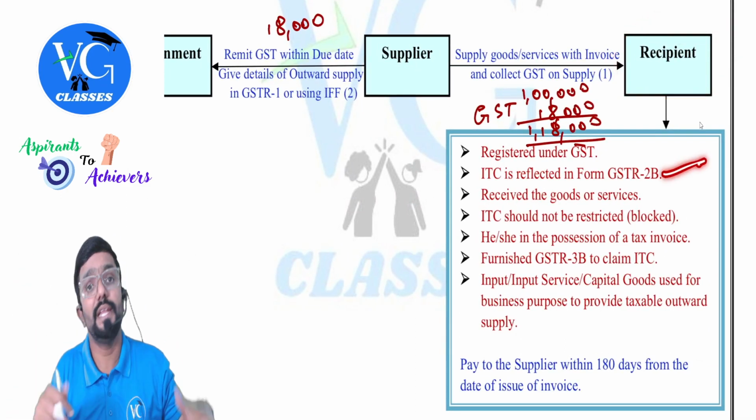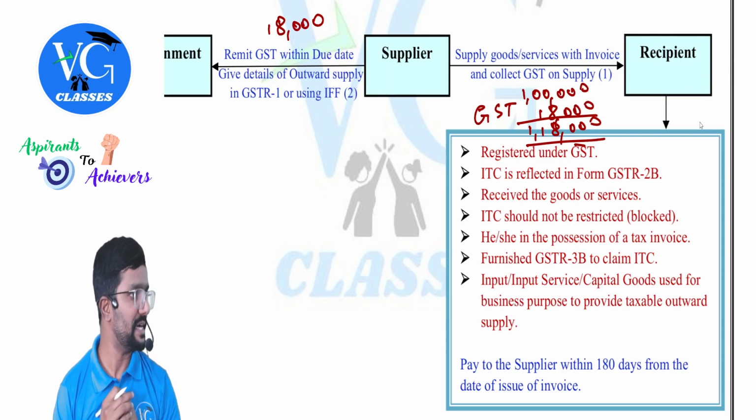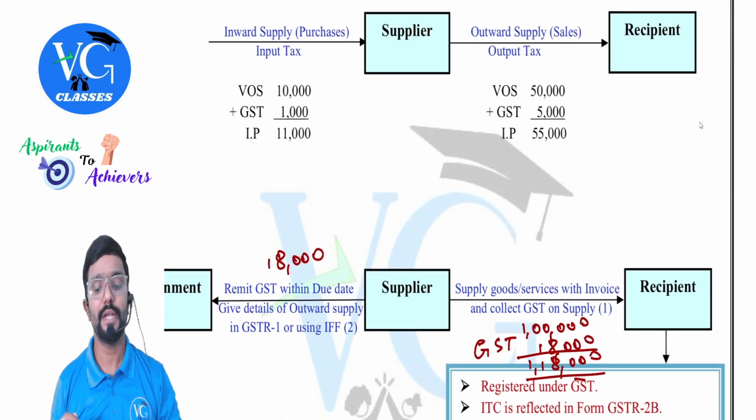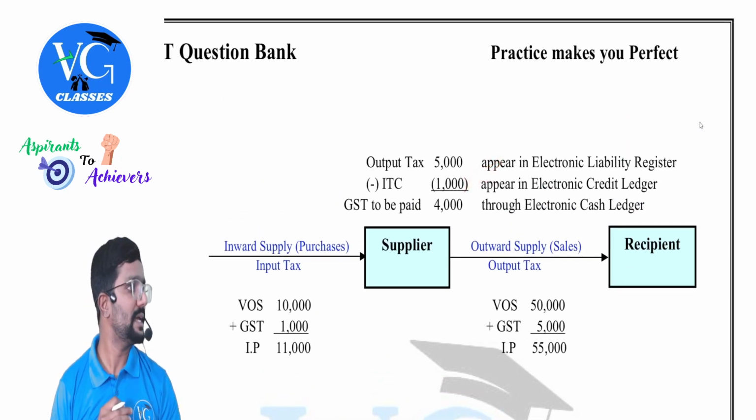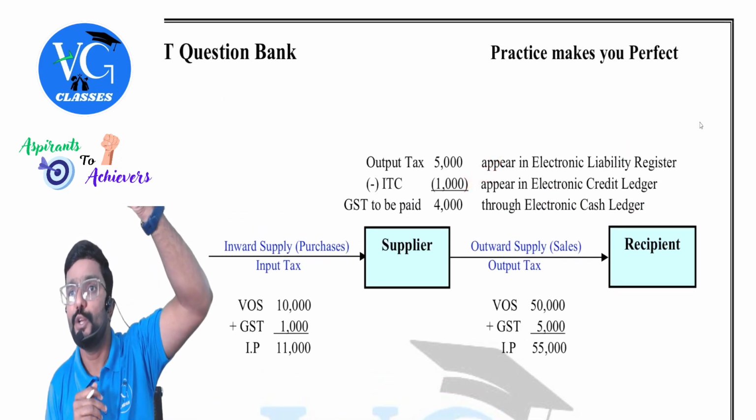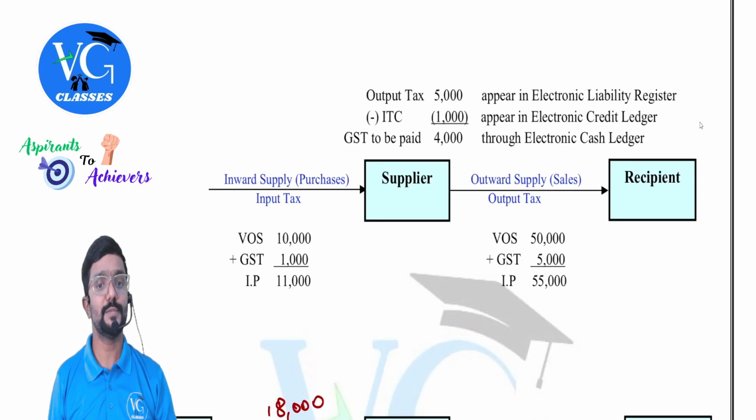Once it appears here, can he claim the credit? Yes, he can claim the credit. Claim the credit means what? Whatever tax of 18,000 he has paid, he can adjust it like this. Did you guys get it? Yes, sir. And it is mandatory.